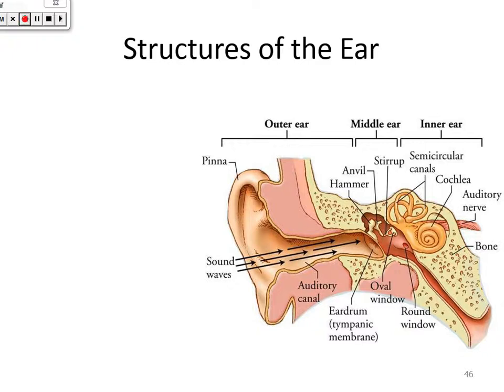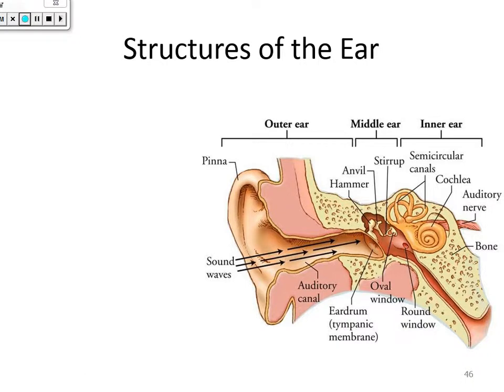All right, the pinna then sends the information into what is called the auditory canal. So the sound wave comes from the pinna and enters into the auditory canal. The auditory canal then flows the wave to what we call the tympanic membrane, or the eardrum. The sound bounces off the eardrum and vibrates the three smallest bones in your body.